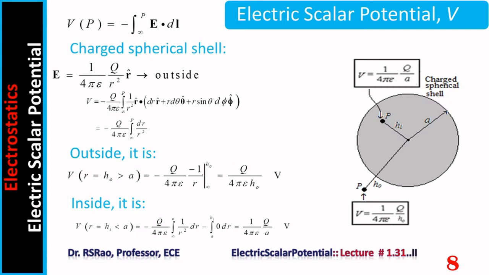Now we consider a charged spherical shell. This is, of course, the general expression. Now we consider the point outside, the field point outside, like this. The field point is outside the spherical shell. The field outside the shell is given by this form: outside, 1 by 4 pi epsilon, q by r square, r cap.